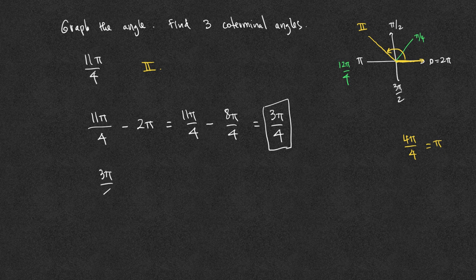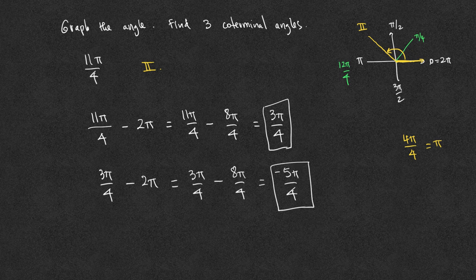From 3 pi over 4, we subtract another 2 pi to get 3 pi over 4 minus 8 pi over 4, which is negative 5 pi over 4. How do we count negative 5 pi over 4? Starting with the positive horizontal axis, this time we would go clockwise. 1 pi over 4, 2 pi over 4, 3 pi over 4, 4 pi over 4, 5 pi over 4, but negative. Negative 5 pi over 4. There are 2 angles already.